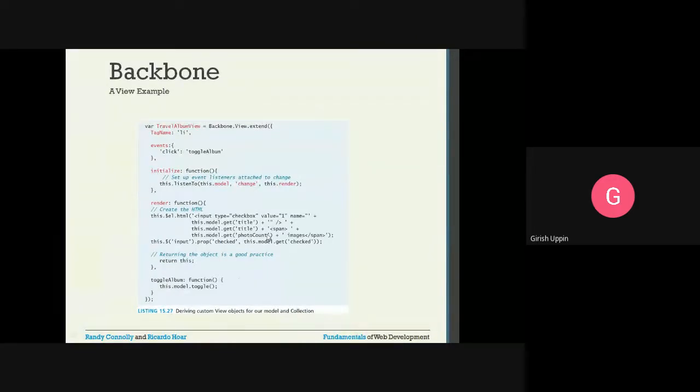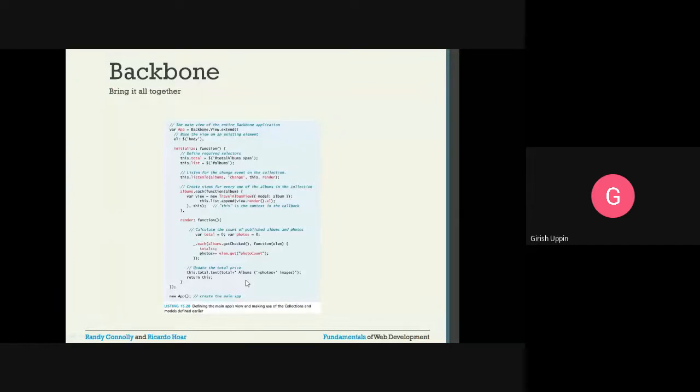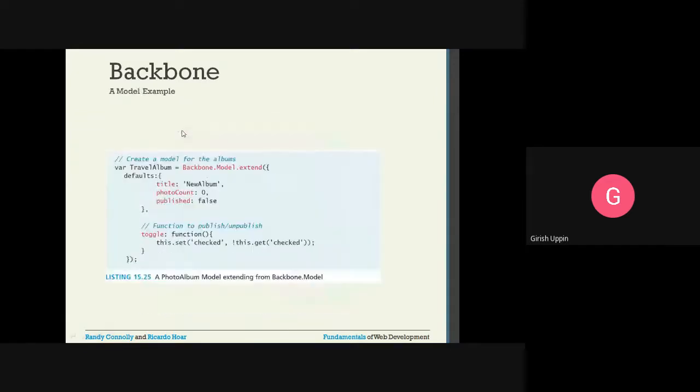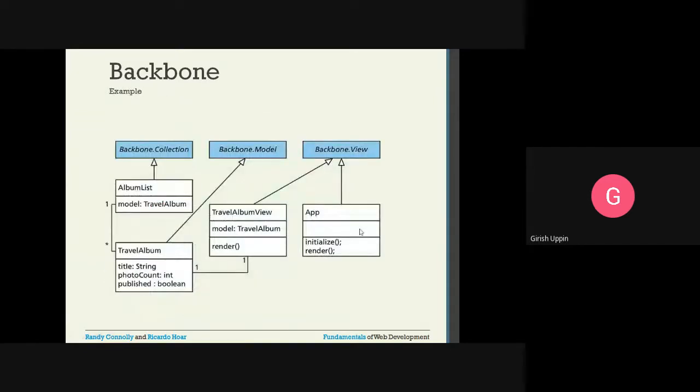So this is the example of the backbone view, putting it all together. This is how we are going to combine the model, view, and the collection list. We are creating the main app by extending the backbone dot view dot extend. If you go to the UML, this is what we have already seen: the album list, then travel album, and then travel album view.